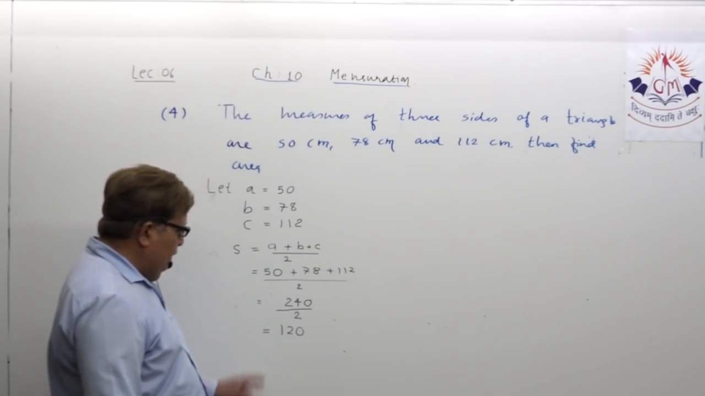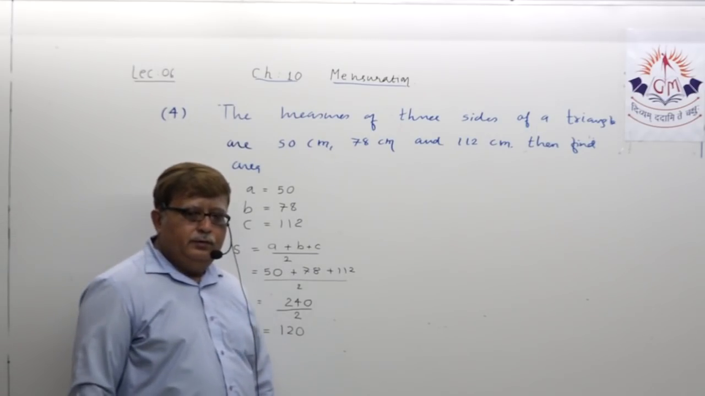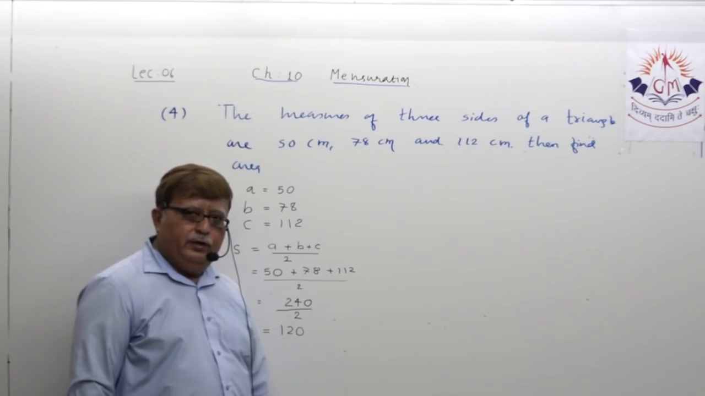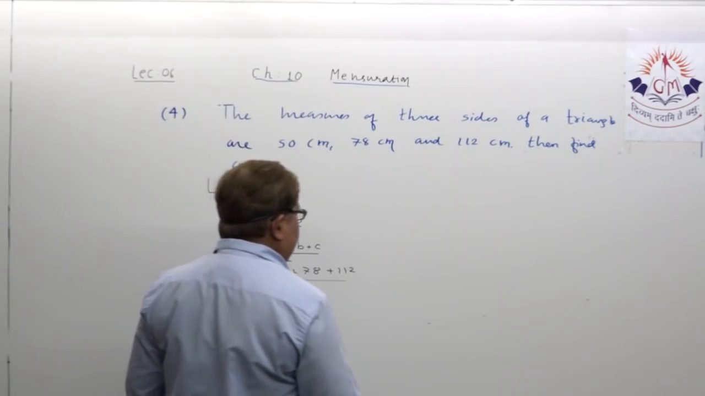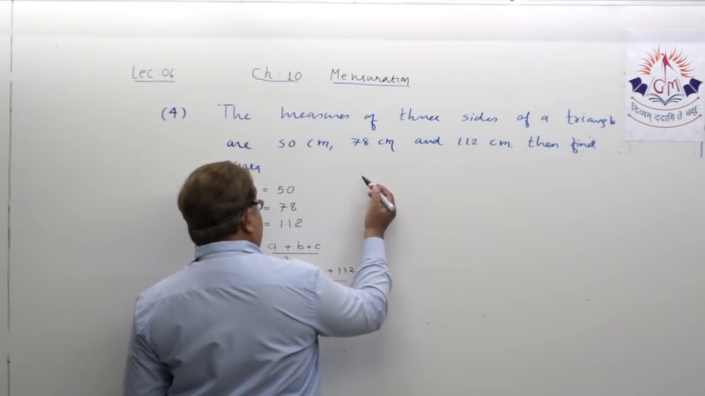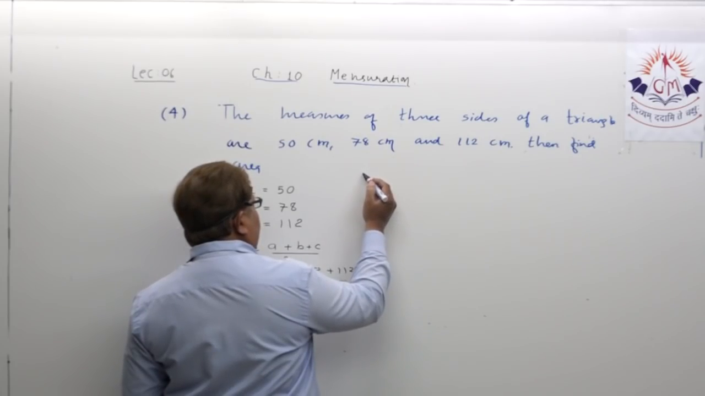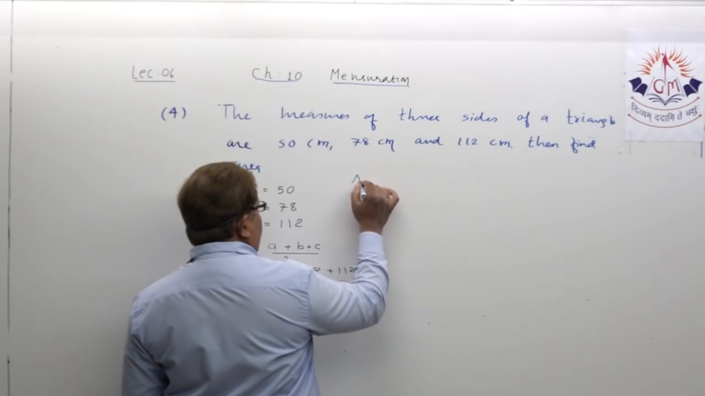Okay. After finding the semi-perimeter, let us continue the example. As per Heron's formula, you can write, or we directly take, suppose ABC.